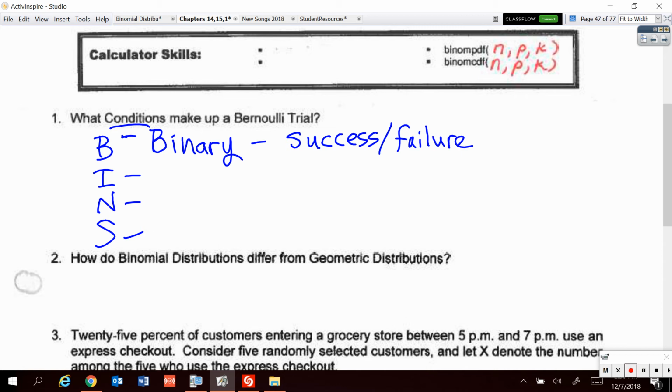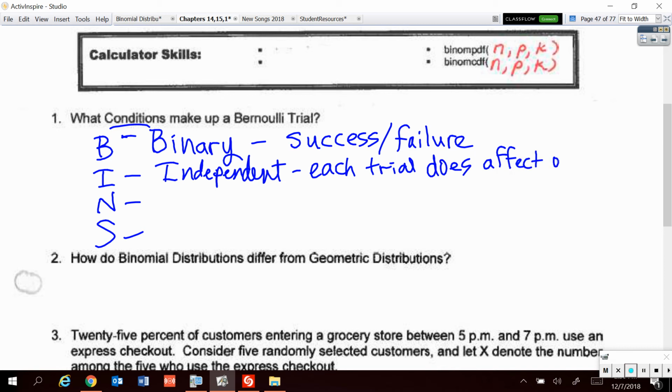Now, what do you think the I might be? We've talked about it a lot this year, many times, many chapters. Yep, we have a song about it. Independent. So we know that the trials are independent of each other. Each trial does not affect the outcome of the other trials.